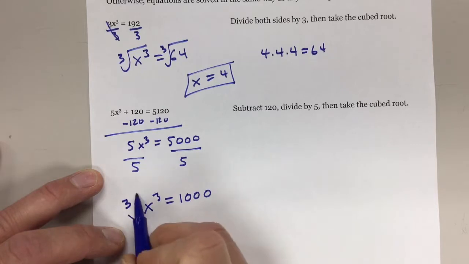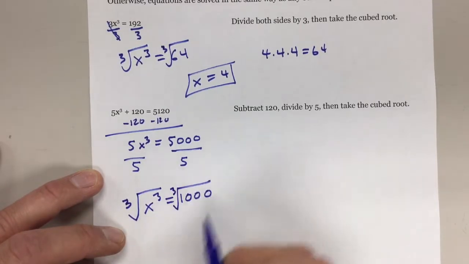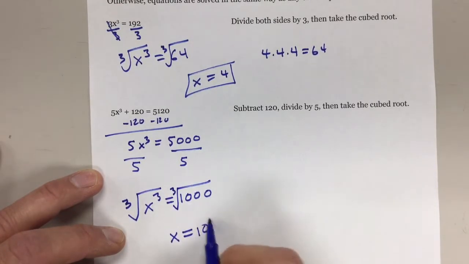Then I'm going to take the cubed root of 1,000, which will be 10.